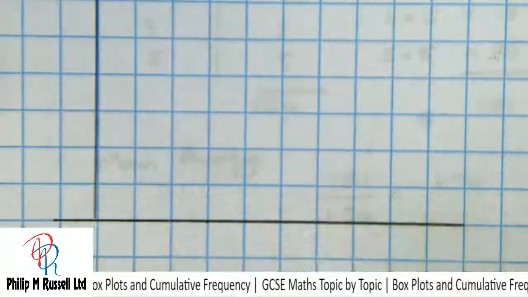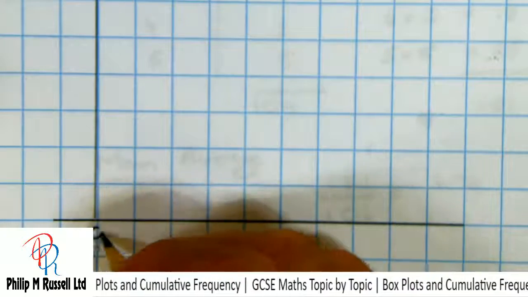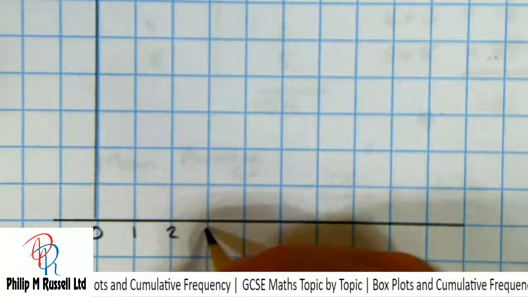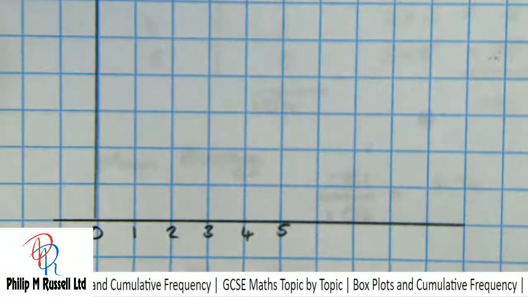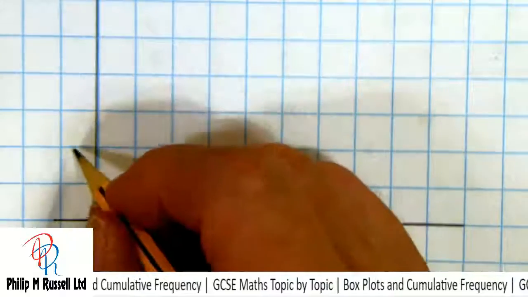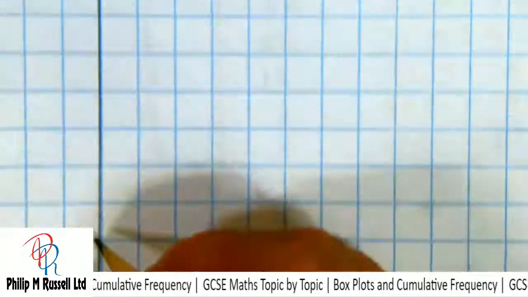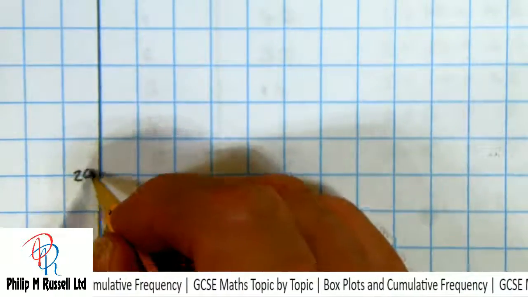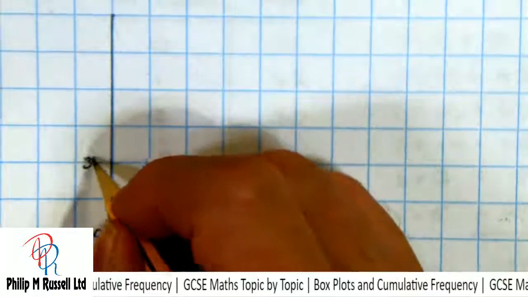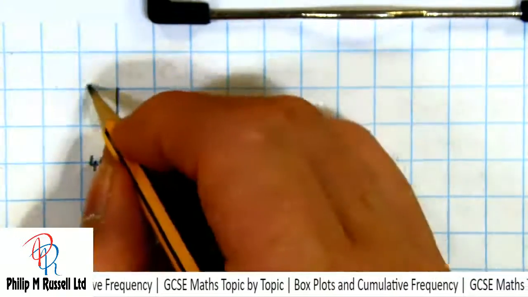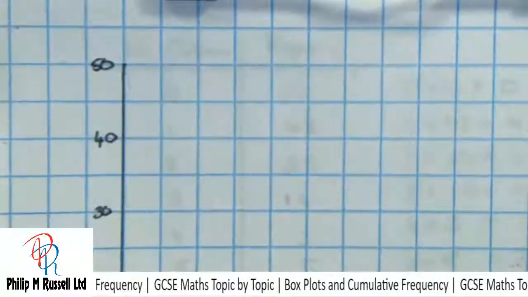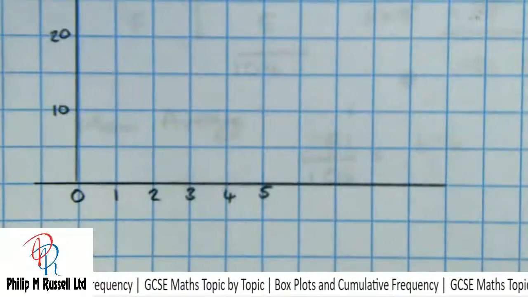So we're going to have here 0 children, 1, 2, 3, 4 and 5. I'm only going to draw a small graph, and up the side let's label our numbers 10, 20, 30, 40 and 50. So there's my graph, all ready to put my data on.